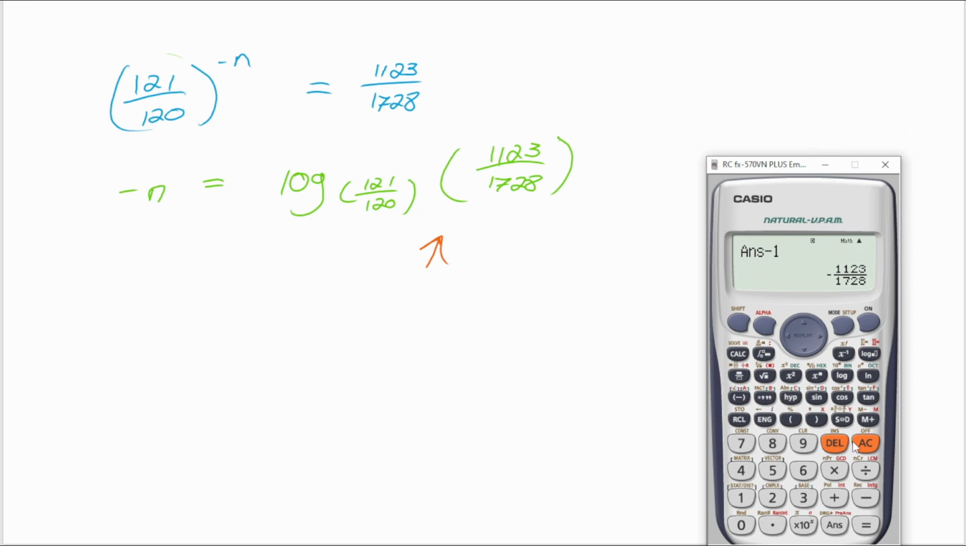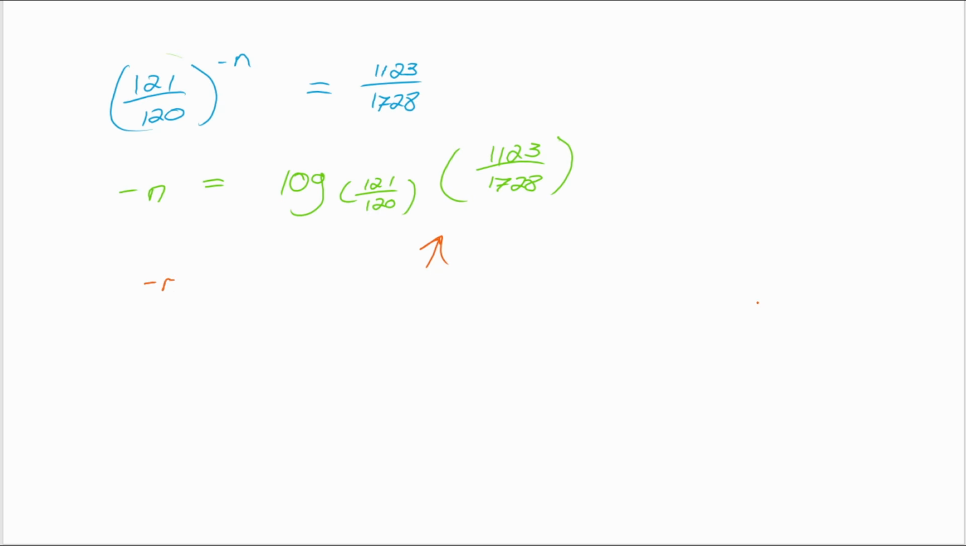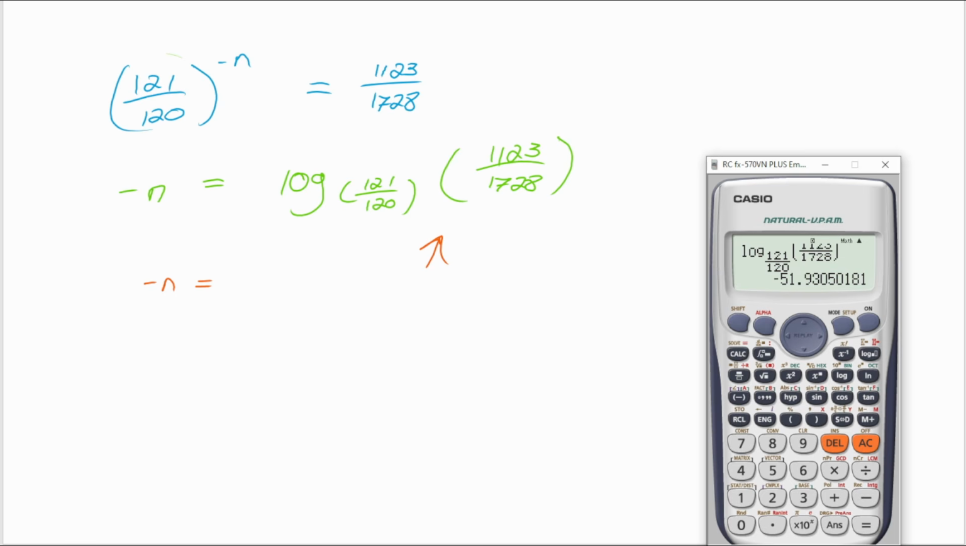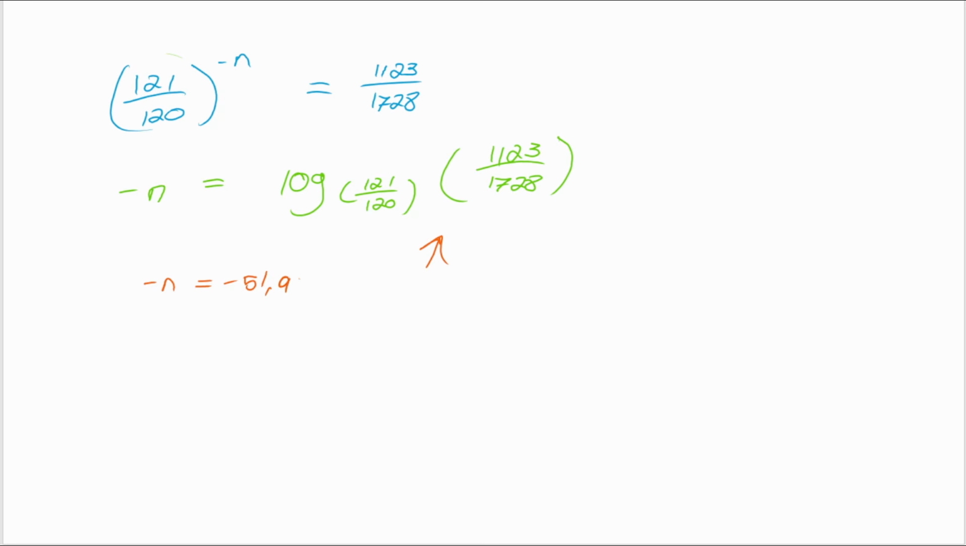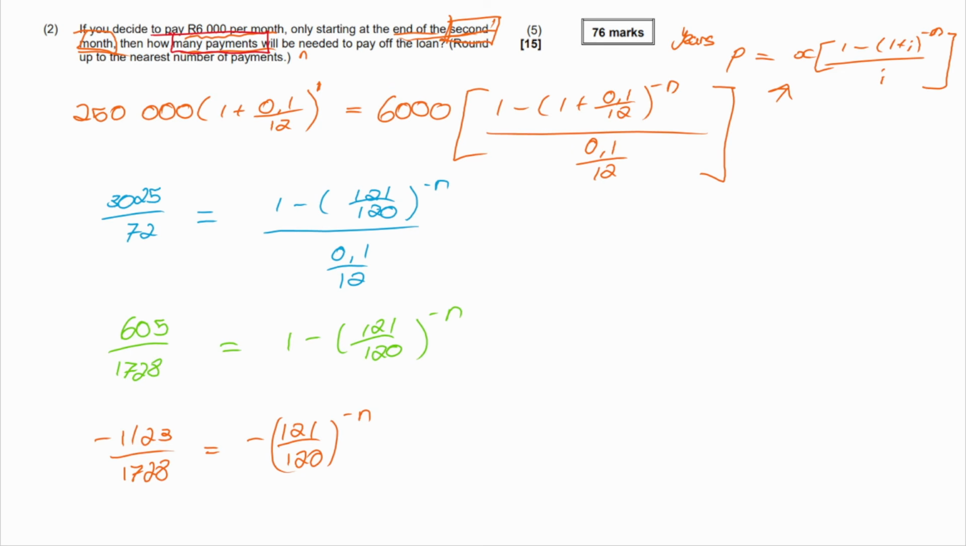All right, so what I'm going to do now is just put this in my calculator. So 121 over 120, and then in here goes 1123 over 1728. Put that in the calculator, and I get that negative n is equal to negative 51.93. So therefore n is equal to 51.93. All right, but remember, what did the question ask?